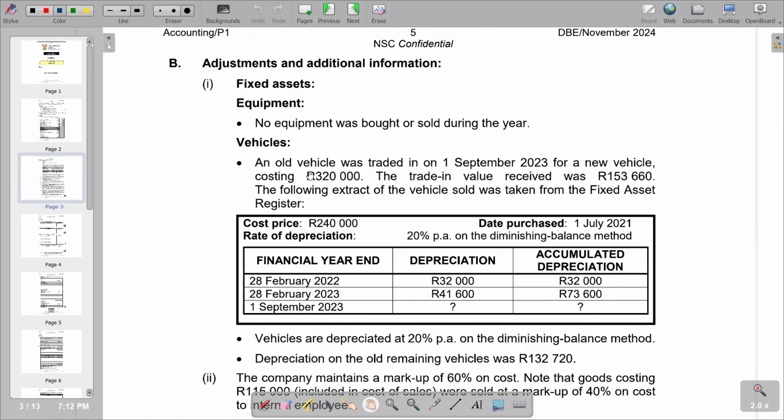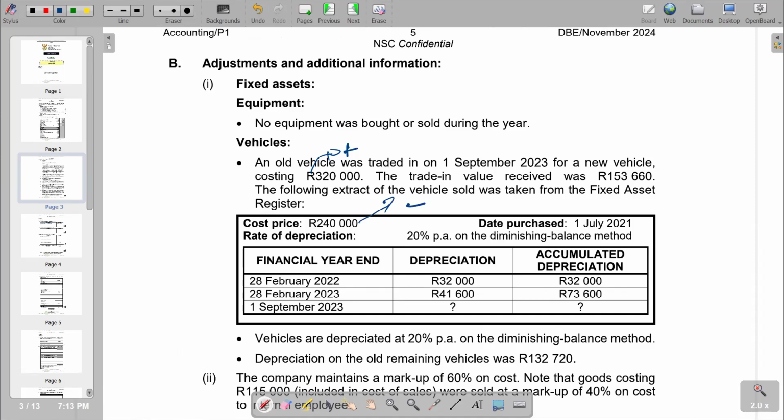If you look there, an old vehicle was traded in on 1 September 2023 for a new vehicle costing 320,000 rands. So we've got a vehicle that is coming in, which is going to be a plus of 320,000 rands. Then the trade-in value received was 153,760 rands. We are not concerned about that one. The following extract of the vehicle sold was taken from the fixed asset register, showing the traded-in vehicle. It had a cost price of 240,000. Remember, we want to calculate the cost price. This one is going out, so it's going to be a negative.